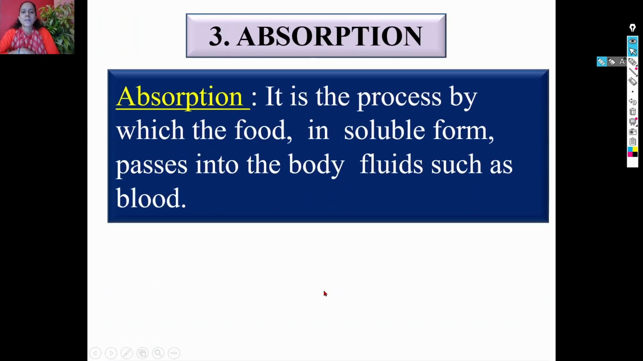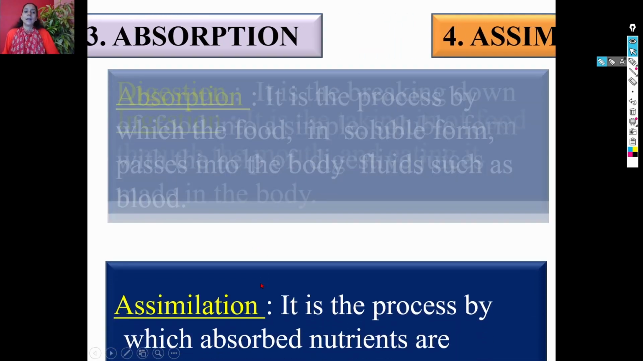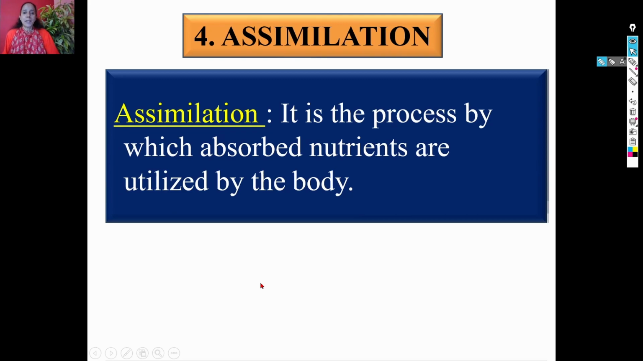Let's see what is there in the third step. The third step is absorption. Absorption is the process by which the food in soluble form passes into the body fluids such as blood. Whatever is the end product of digestion, all those nutrients are in soluble form, and they are absorbed and sent to the blood vessels and come into the blood. So the fourth is assimilation.